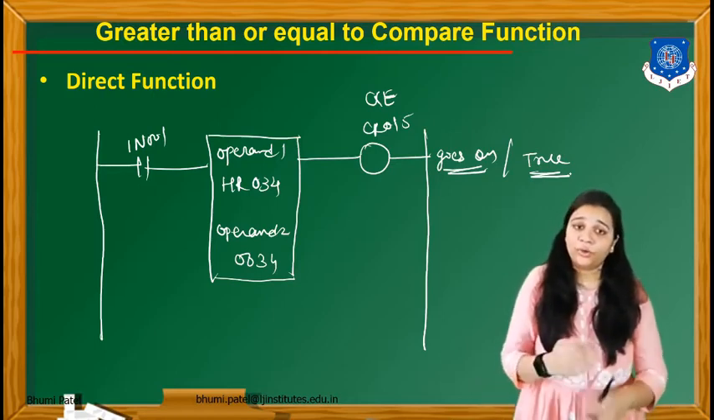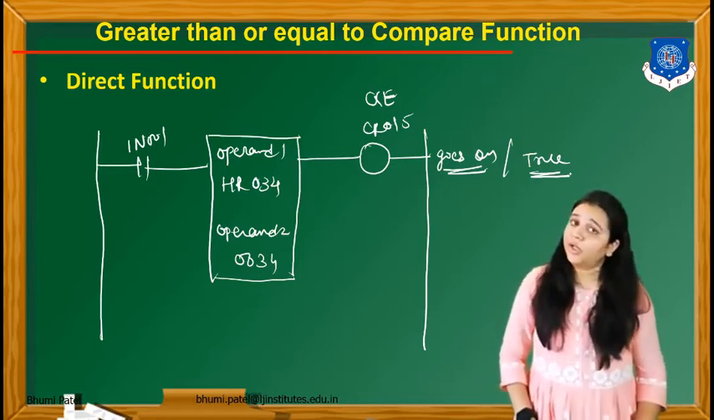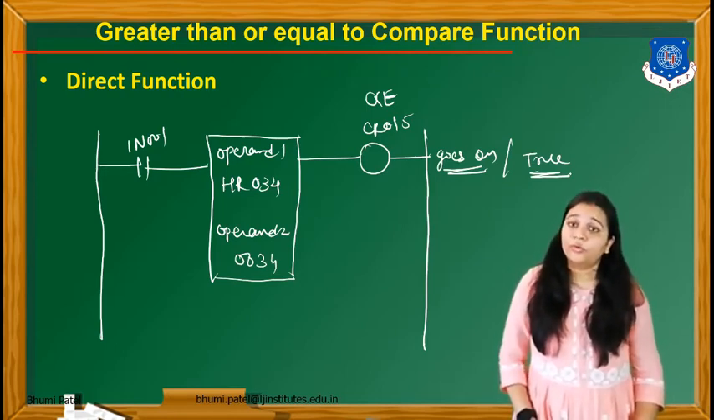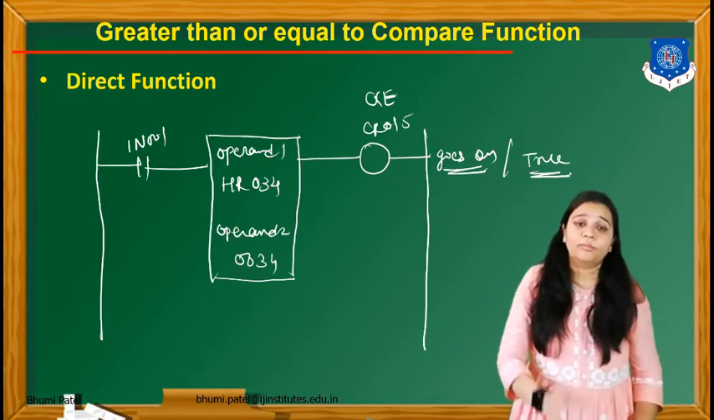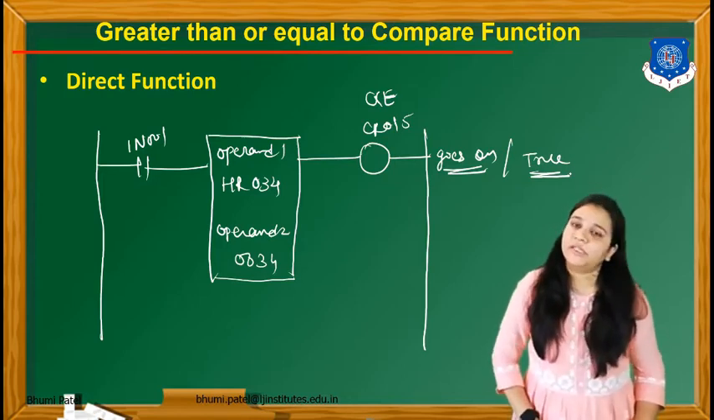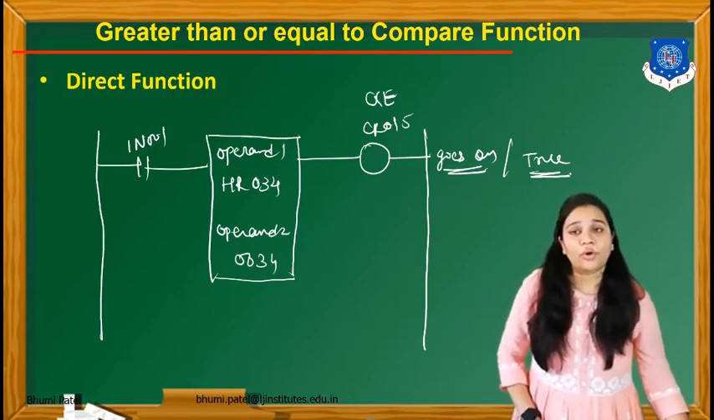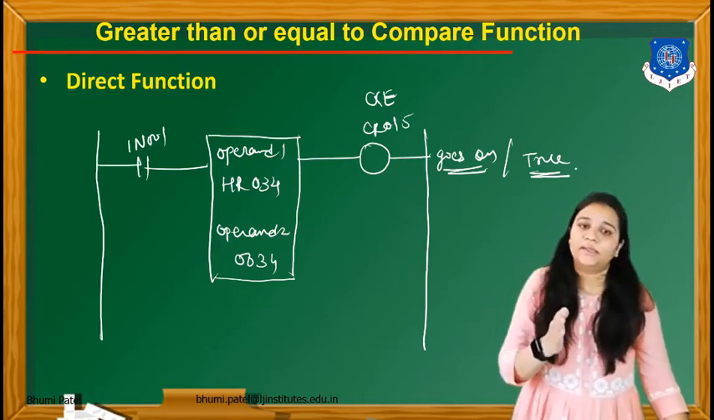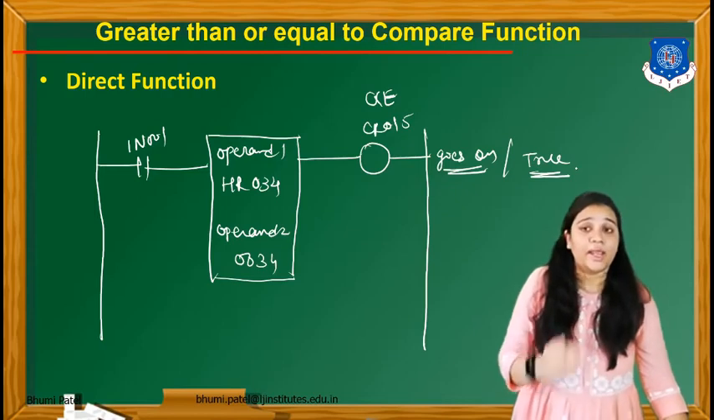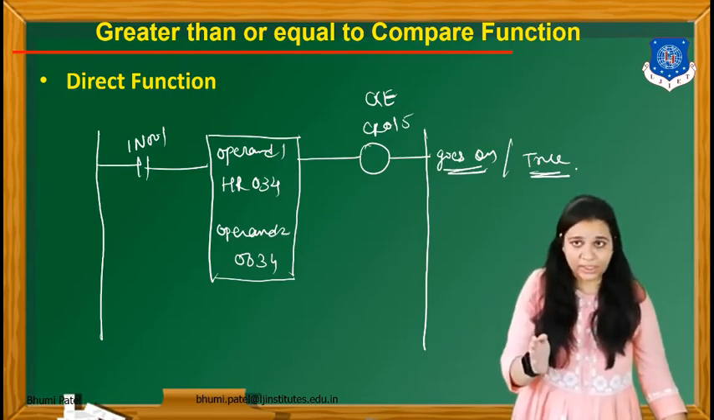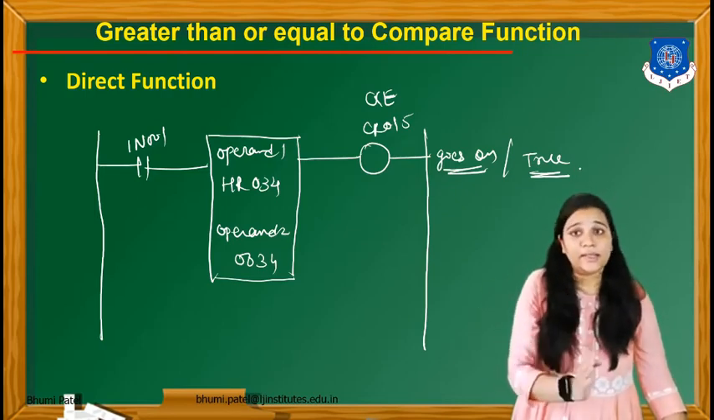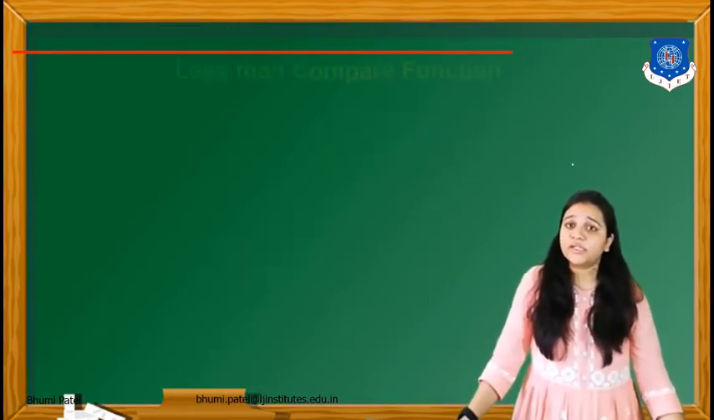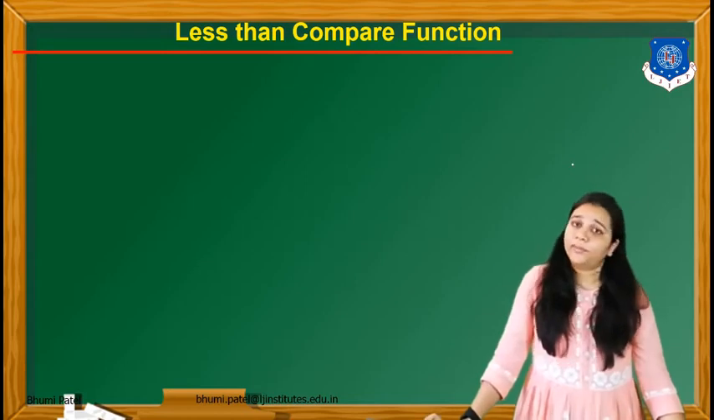Now, there is no derived function of greater than or equal to. Why? Because greater than or equal to is the basic comparison function of this PLC program. So we have to draw only the direct function for equal to and greater than or equal to, and the derived function is for not equal to, greater than, and less than or equal to. Clear? So the next one is the less than compare function.